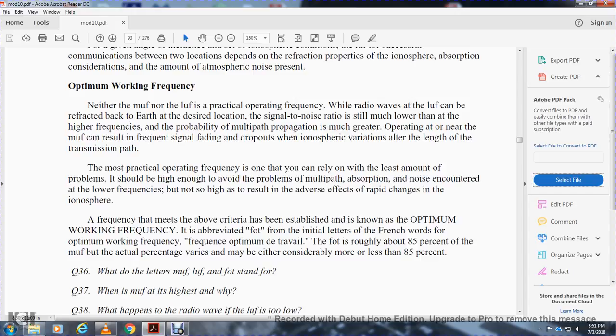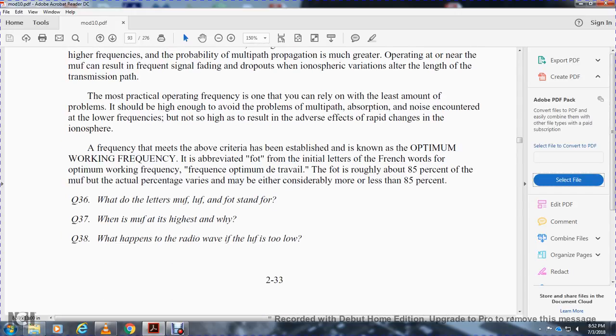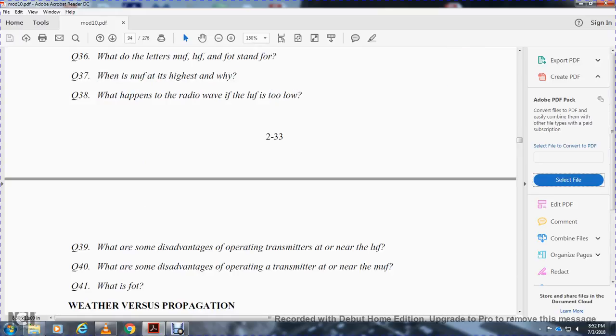The most practical operating frequency is one that relies on the fewest problems. It should be high enough to avoid the problems of multiple-path propagation, absorption, and noise encountered at low frequency, and must not be so high as to run into the adverse effects of rapid change in the ionosphere. A frequency meeting these criteria is known as the optimum working frequency, abbreviated FOT, the initial letters of the French term, frequency optimum de travail. The optimum working frequency is roughly 85% of the maximum usable frequency, though the actual percentage varies, and may be either considerably more or less than 85%.